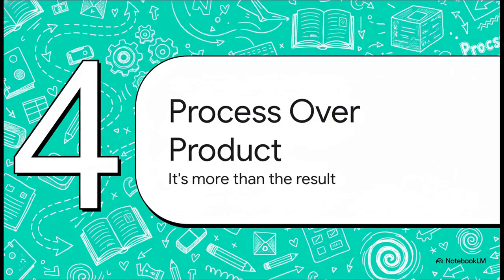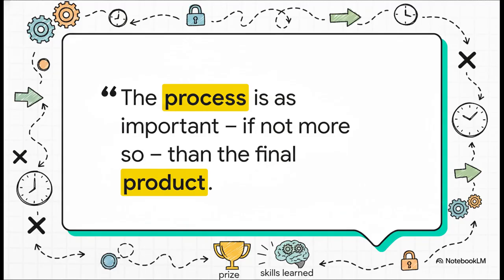This brings us to our final section, process over product. Because the real lesson here isn't about turning in a perfect final project. It's about something much bigger. And the instructor, Rob Power, he just nails it with this quote. The process is as important, if not more so, than the final product. The skills you learn by navigating these messy, interconnected timelines, that's the real prize.